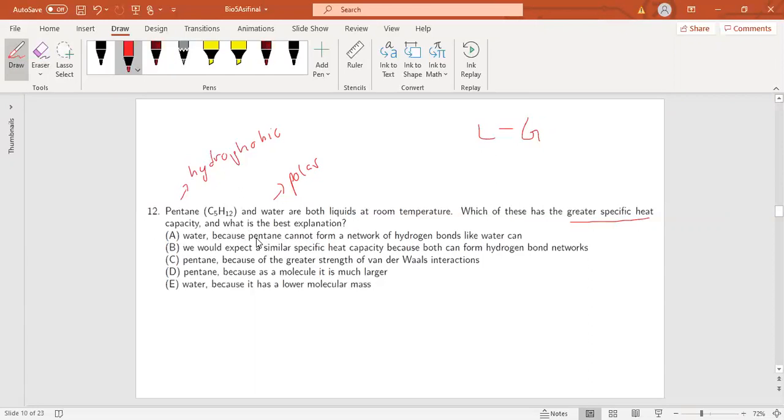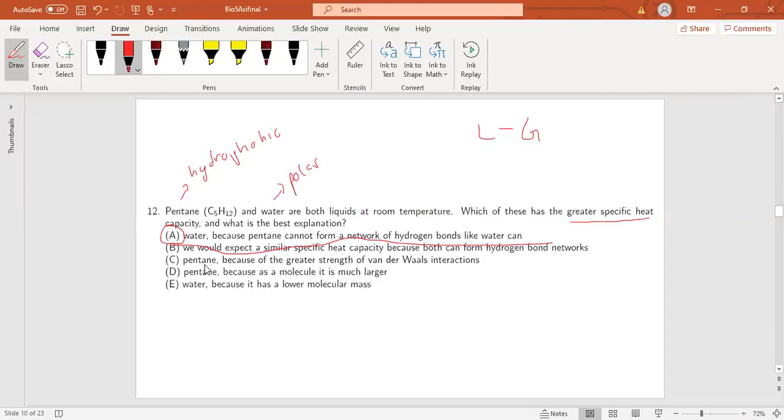So pentane is very nonpolar, and in that case, it won't really have many intermolecular interactions besides van der Waals, while water can do hydrogen bonds, which are really strong, right? So if they're really strong, it's going to be harder to boil, and you're going to need to put in more heat, right? So A sounds right for now. B, we would expect a similar specific heat capacity because both can form hydrogen bond networks. So pentane is completely hydrophobic since it's just carbon and hydrogen, so no hydrogen bonds. So that does not sound right.